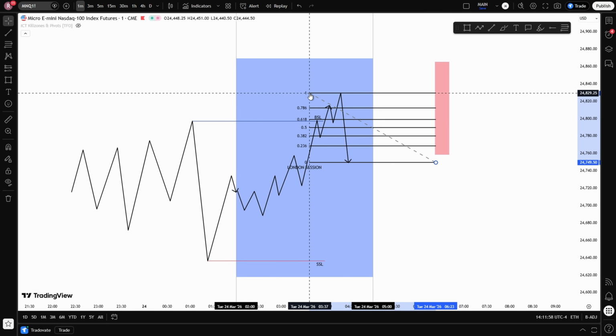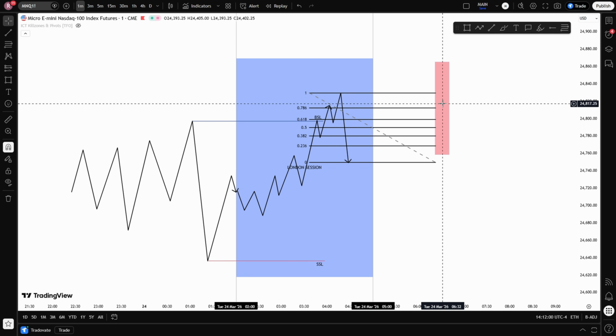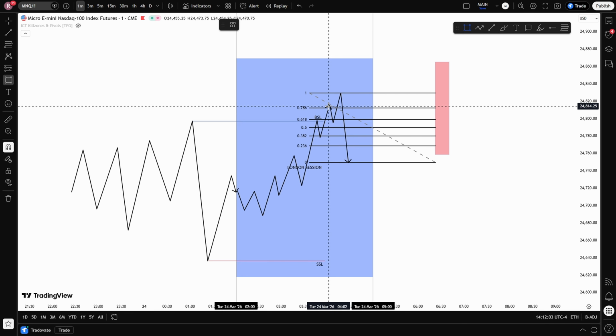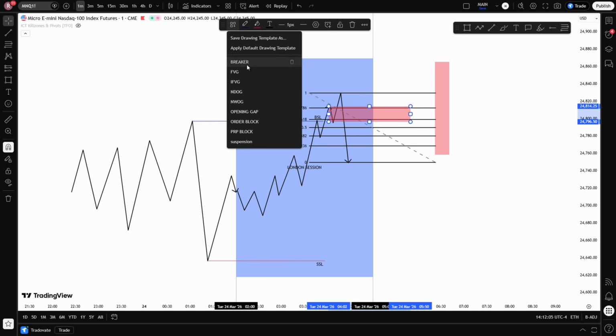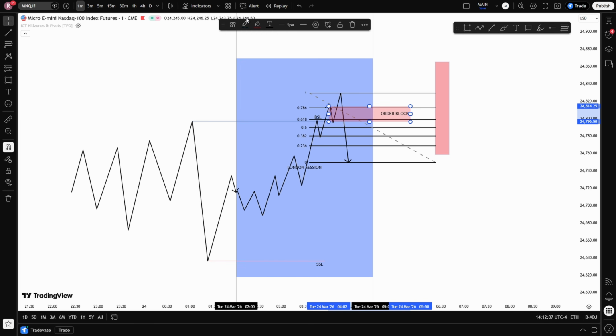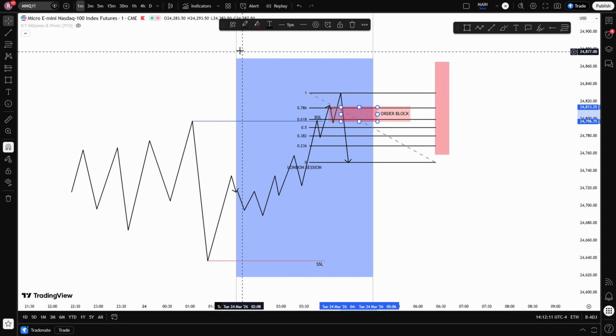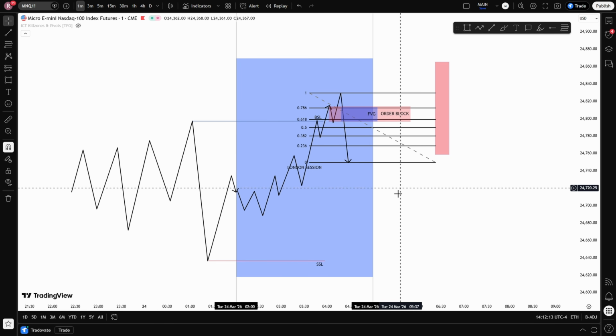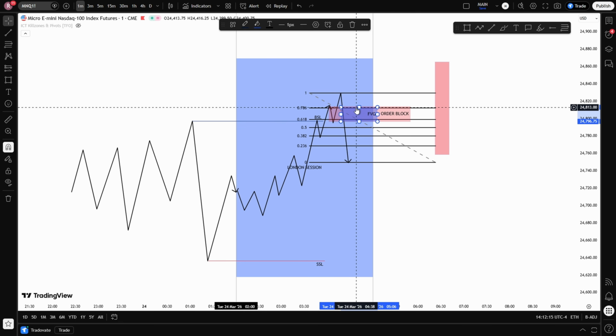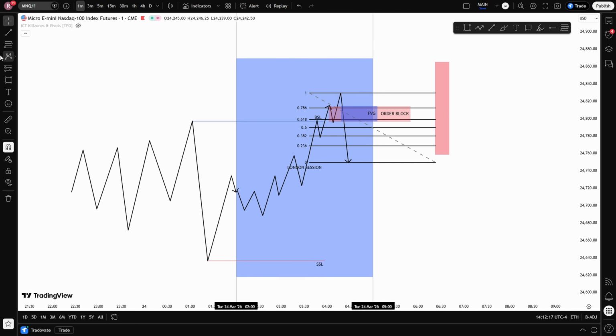Now, inside that OTE zone, you want an entry model, either an order block or a fair value gap. Both work. It just depends on what you're more comfortable with. And it's important that you're anchoring your fib correctly, making sure you're using proper swing highs and swing lows, not just random candles.